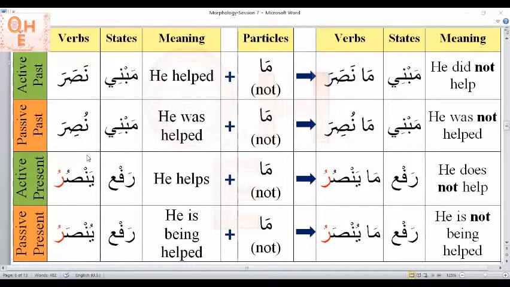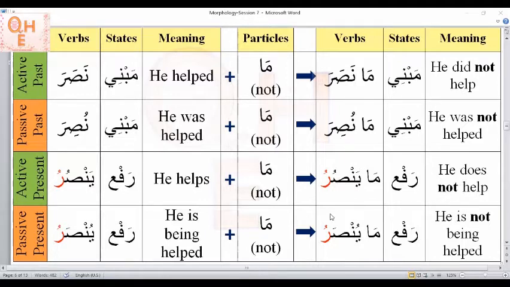Why am I showing the raf'a dhamma in red? I'm just trying to point out the ending condition of the verb. Remember, the ending condition of a present tense verb can be changed due to particles that come before it. In this case, the ending condition is exactly the same, uru, no change. So the particle ma does not constitute any change in the ending condition. That means the state stays as the default, the way it was before. The only thing that changes is the meaning. Before it meant he helps. When ma comes before yansuru, it becomes he does not help.